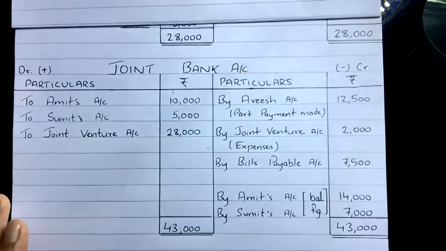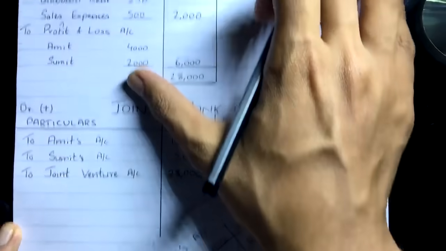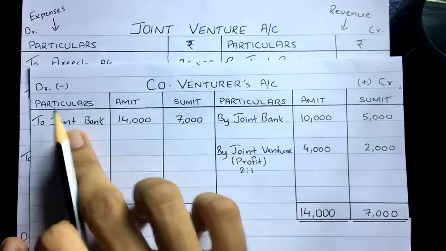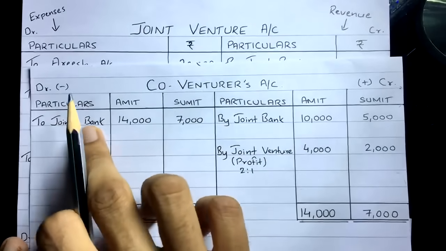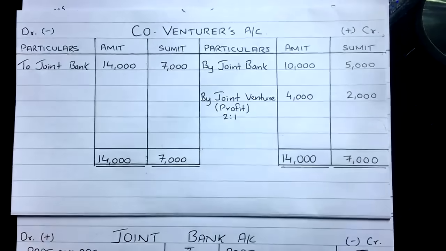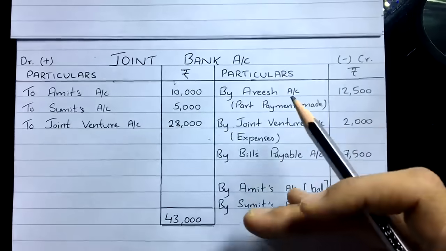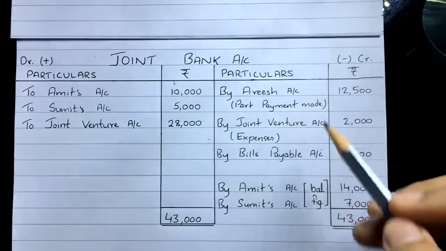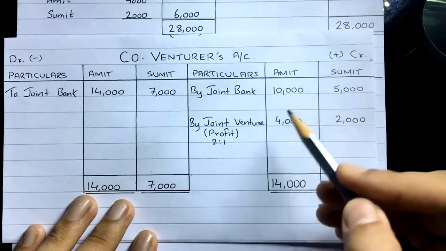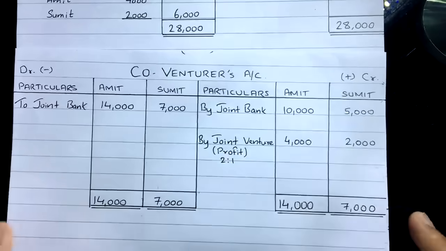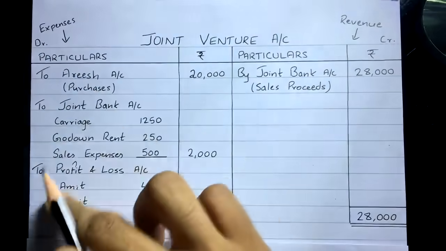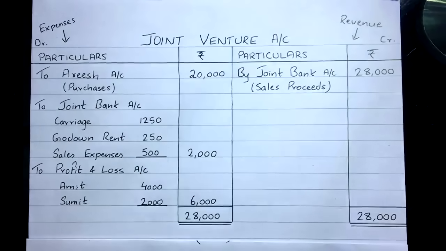All right. So we have done the joint bank account, the joint venture account is also finished. We have found out the profit, and the co-venturers account is also over. We have found the balancing figure, which is credited to the joint bank account, because the payment will be done from the joint bank account. Simple, right? If bank account is increasing, you have to debit. If bank account is decreasing, you have to credit. The co-venturers account is also very simple. If it is increasing, you have to credit. If it is decreasing, you have to debit. Joint venture account is also very simple. Take all the revenues on the credit side and all the expenses on the debit side. Simple, right?